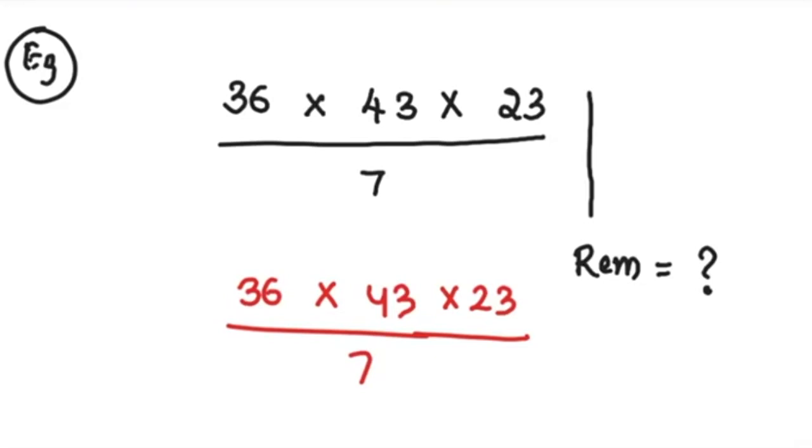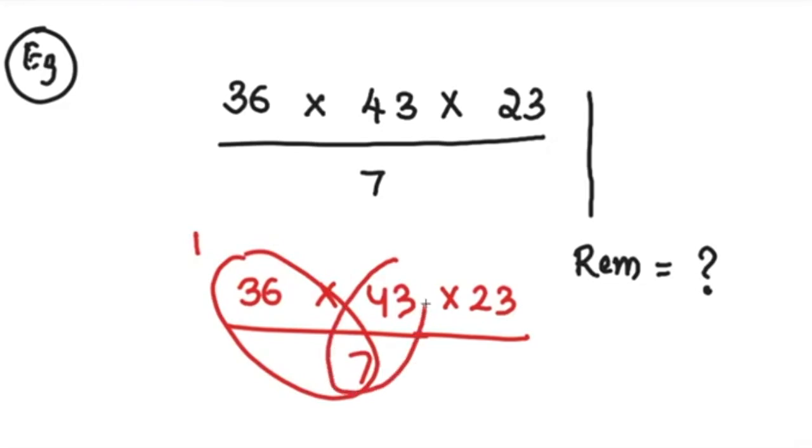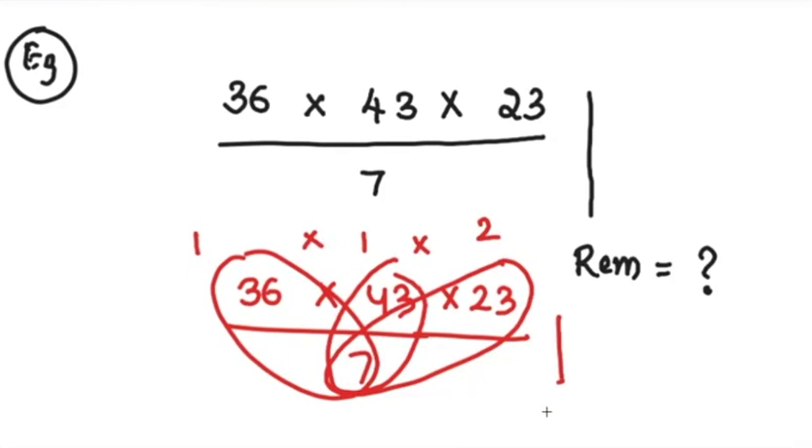What is the answer choice here? 36 by 7. 7 5s are 35. We are left with a remainder of 1. 43 by 7. 7 6s are 42. We are left with a remainder of 1. 7 3s are 21. We are left with a remainder of 2. You just find the product of these numbers. 1 into 1 into 2 is giving a result as 2. We can say the remainder of the entire expression is going to be 2. I hope everyone is clear with this. Very good, Yogita. 1 into 1 into 2.